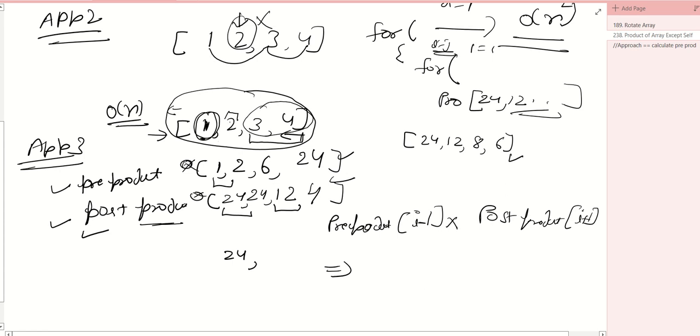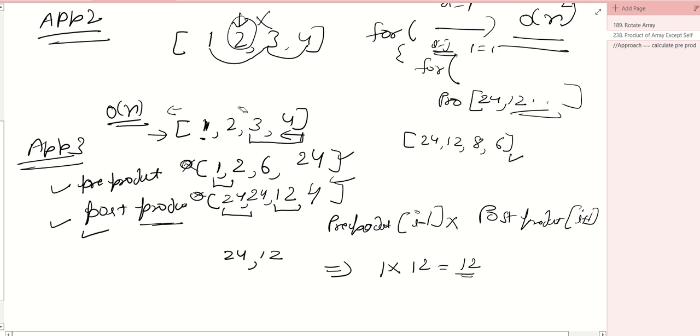So for the second position, it will be the pre-product of I minus 1, that will be 1, into the post-product of I plus 1. I is what? I is 1. So the post-product of I plus 1, that will be 12, so it will come like this, 12, so we will store 12. Okay, now let's find the third one.